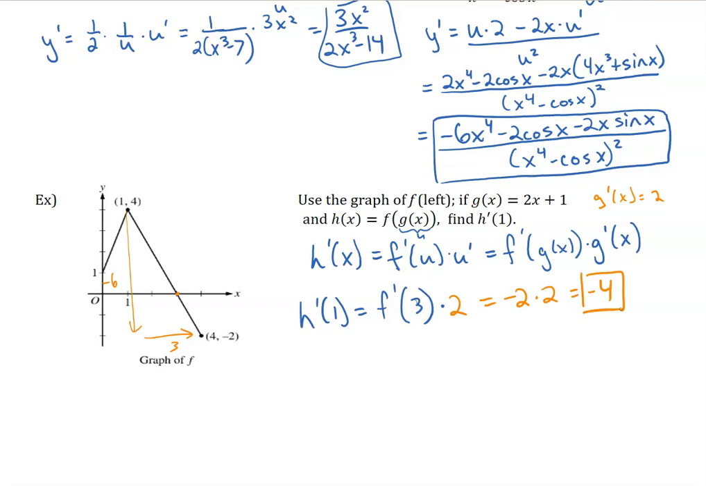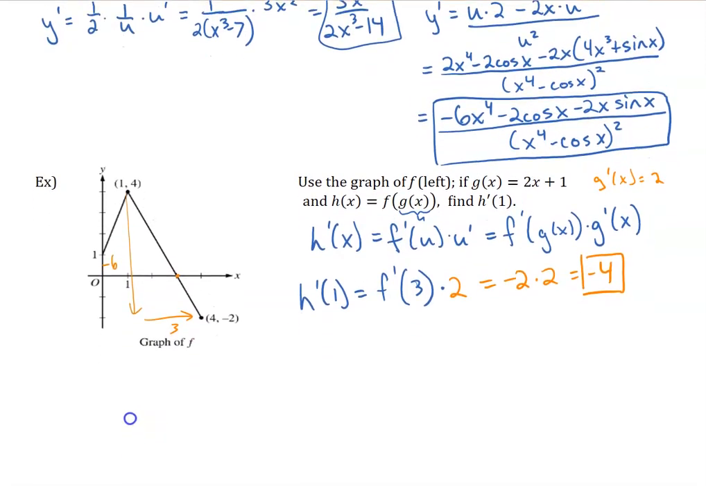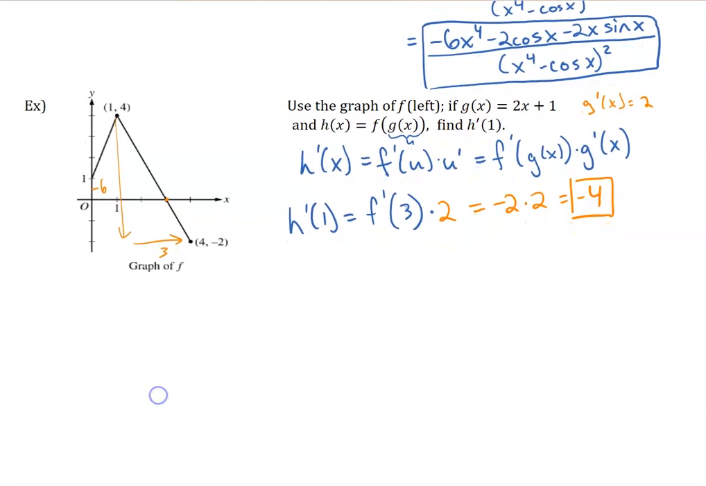Okay, I do want to show you one more example that's not on here. Okay, I want to show you an example of a composition that has a composition within a composition. So I'll just make one up here and then we'll find the derivative. So let's say that we have tangent to the fourth of 7x squared minus 3. Okay.